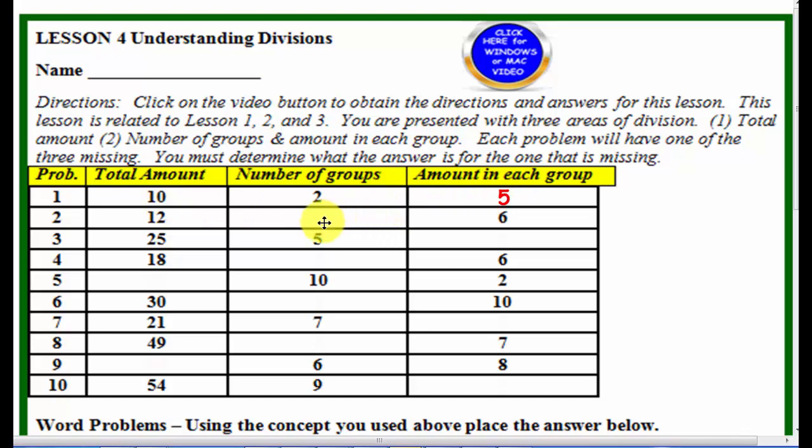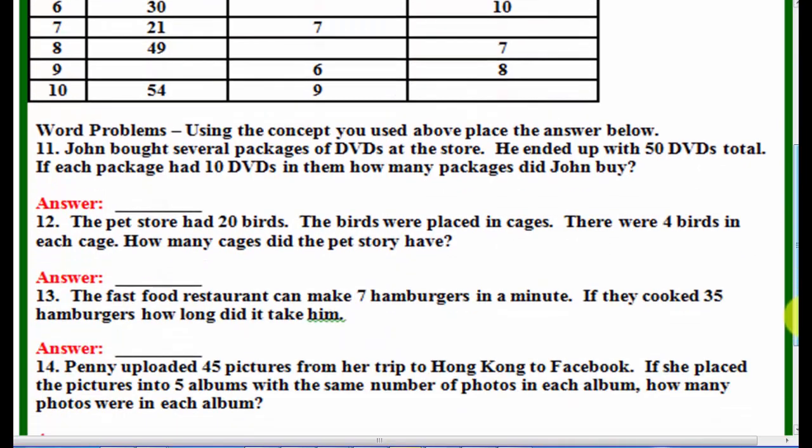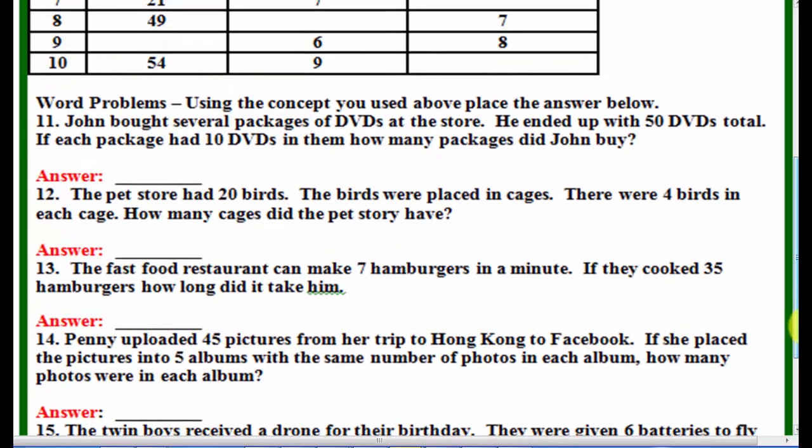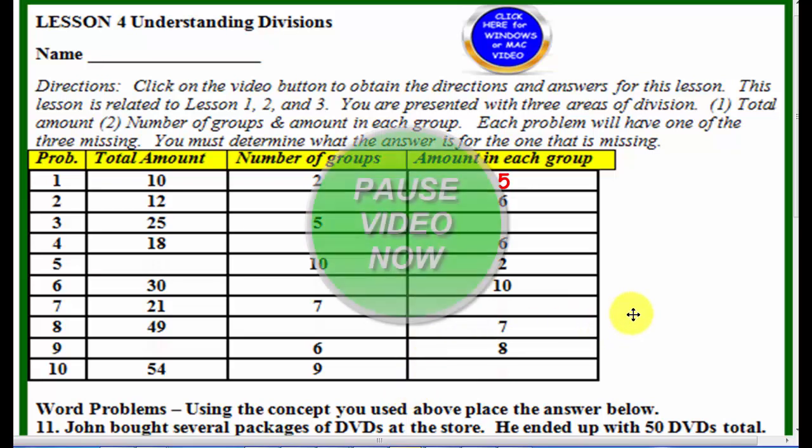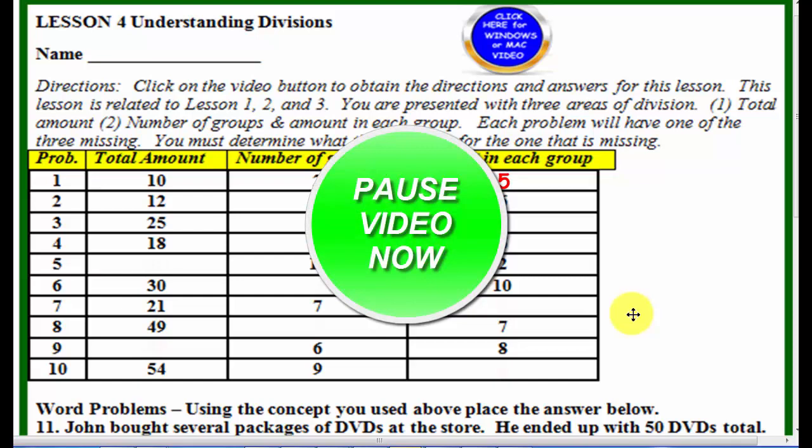Now you'll notice that we're missing a number here, so you have to figure out the number of groups, the number in each group, and we're also missing a total amount here. And if you look down at the bottom, you'll notice you have some word problems that we had already spoken about. Okay, if you would please pause the video, complete the rest of this lesson, and then continue playing the video, and we will provide you with the answers. If you would, please pause the video now. Thank you.